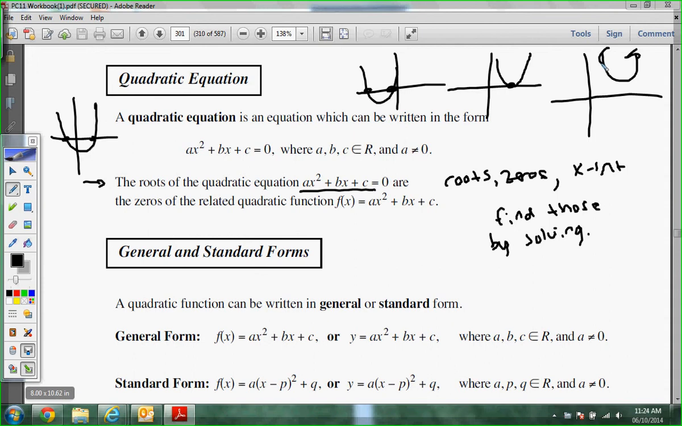Now we come down here and we're going to get into general and then standard form. General is the one we're used to, the one that we factored, ax squared plus bx plus c. Standard form is a little bit different, and this is more graphing friendly. Graphing is so much easier because standard form gives us the vertex, which we've already talked about, the stretch, and the possible reflection.